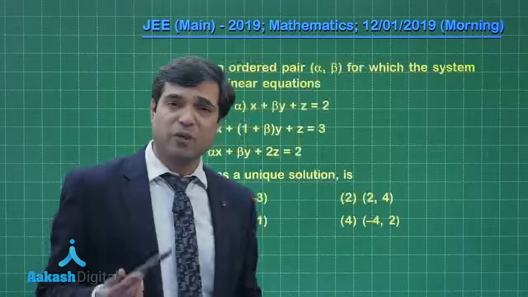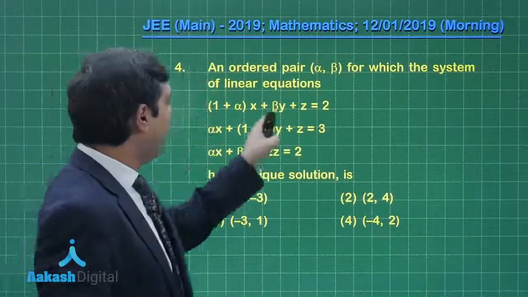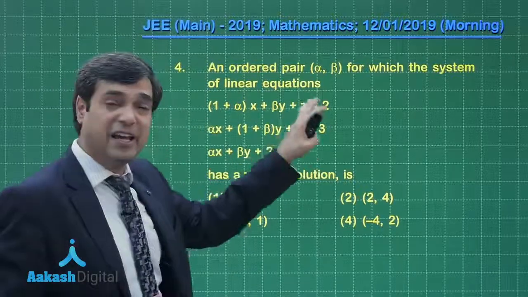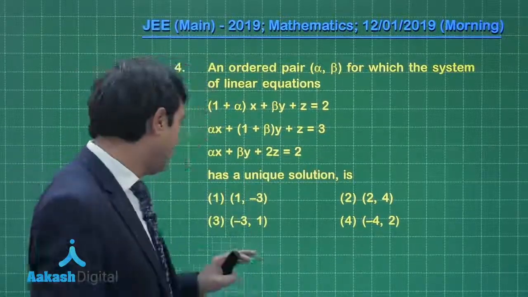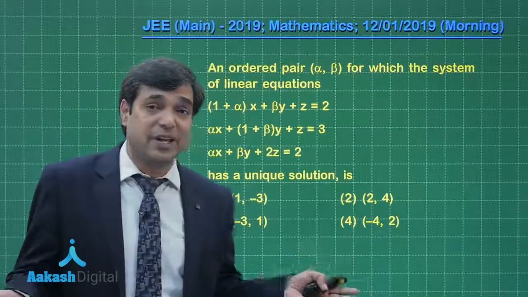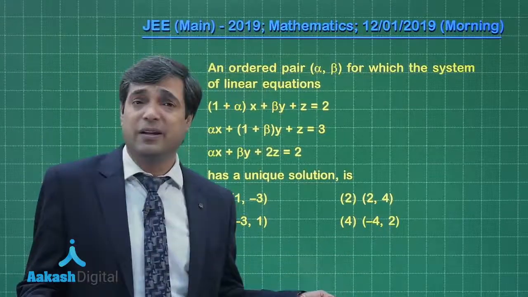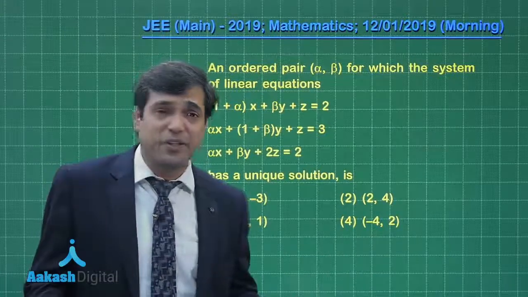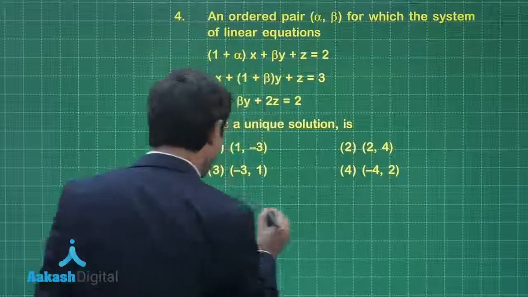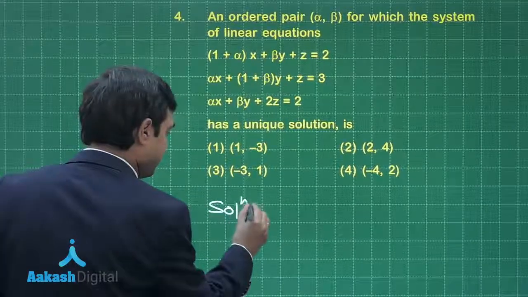Let's move on to the fourth question of this paper. An ordered pair alpha beta for which the system of linear equations, three equations are given, has a unique solution. Now, the system of equations has a unique solution. What's the requirement? The determinant formed by the coefficients should not be 0. So, simple question, let's write down the determinant formed by the coefficients.